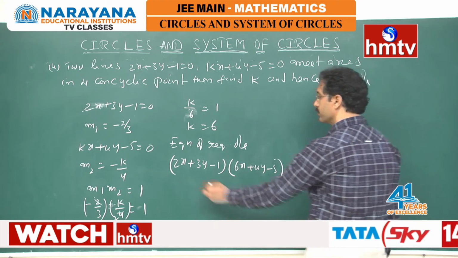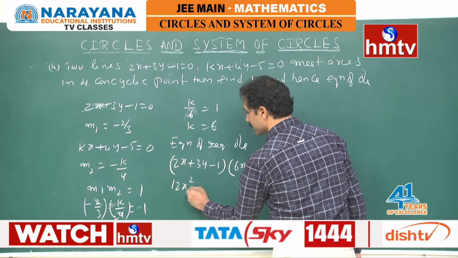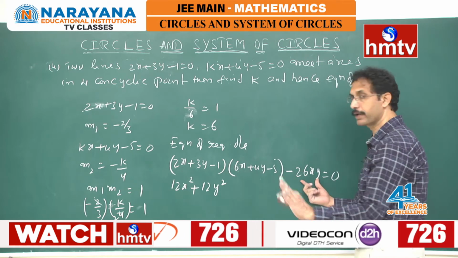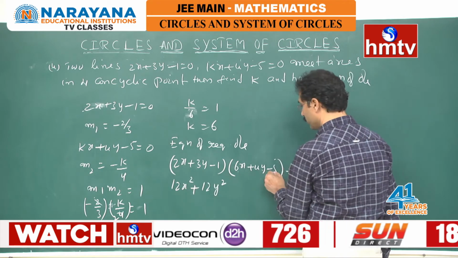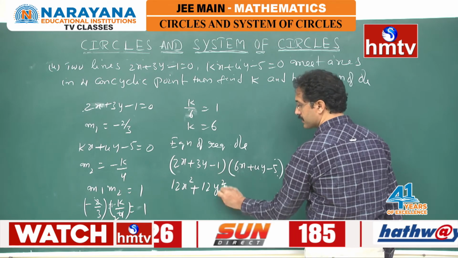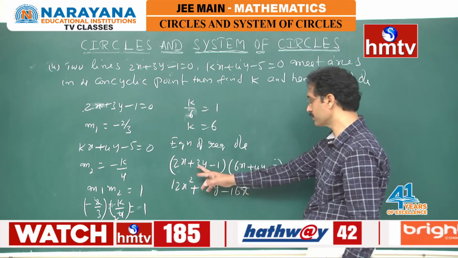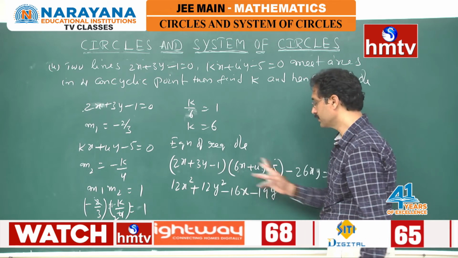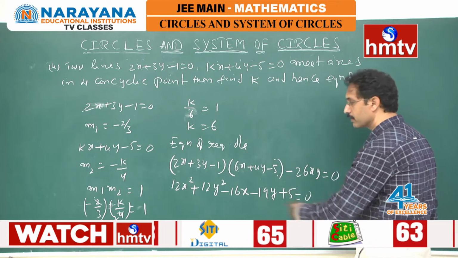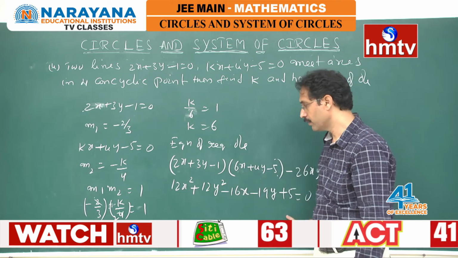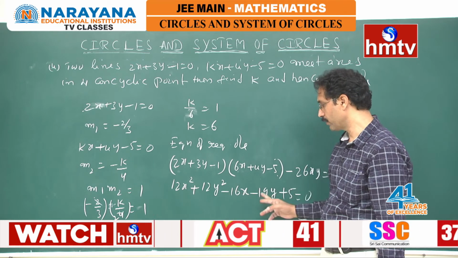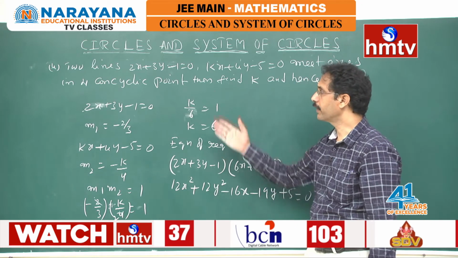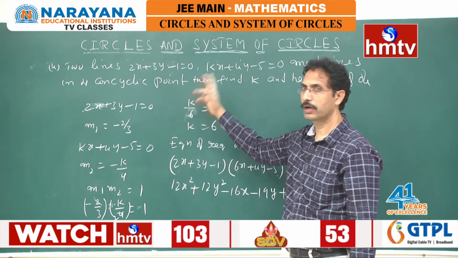Means if you expand this, see, 12x square plus 3 4s are 12y square, and then here 26xy cancels. Then the x terms: 2 into minus 5 is minus 10x, minus 6x, minus 16x, and the y terms: minus 15y minus 4y is minus 19y, and plus 5 is equal to 0. See, this is our equation of the circle, and dividing by 12, x square plus y square minus 16 by 12 x minus 19 by 12 y plus 5 by 12 is equal to 0. In this way, we can find the equation of a circle passing through 4 concyclic points.